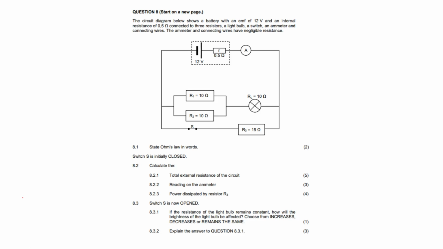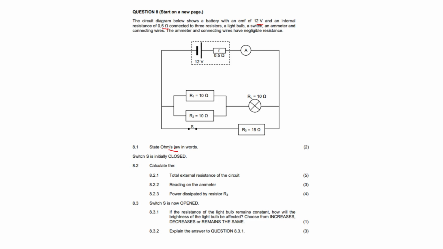Hi guys, let's take a look at this question where we have a circuit diagram with EMF 12 volts with an internal resistance of 0.5. We also have a light bulb with resistance, and then we also have three other resistors, a closed switch and an ammeter. 8.1. State Ohm's law in words.